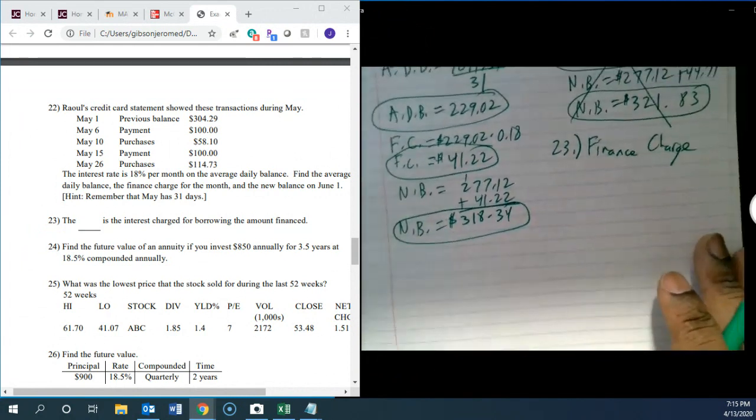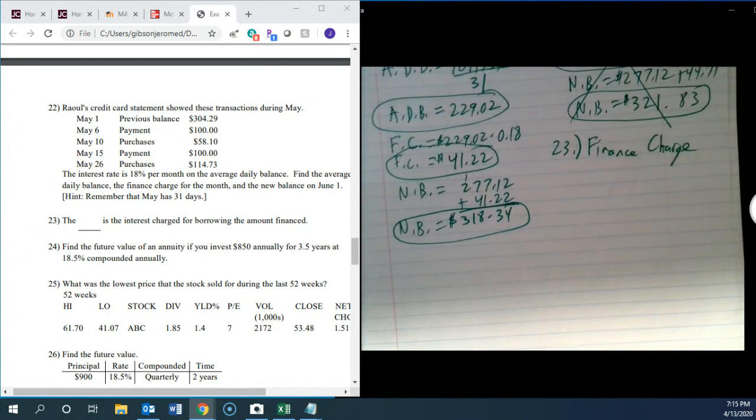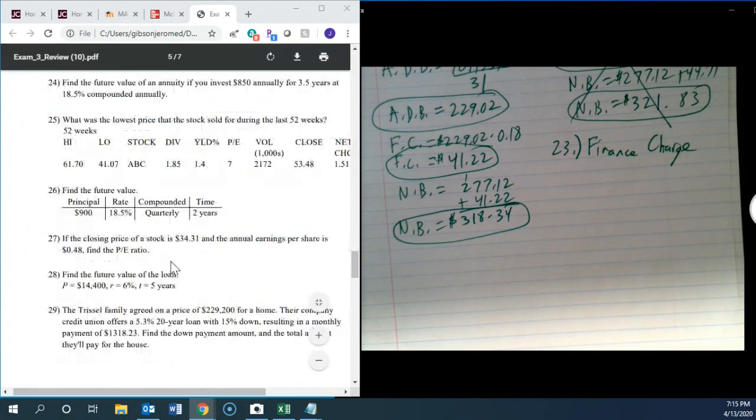So 23 is the finance charge. Okay, now 24. Now I realized this after I did the review. 24, actually we did not cover 24, so you could strike 24 off. That would not be on the exam because we did not cover that. We covered future value, but we did not cover continuously investing $850 each year. So we would just do $850 and then we would just do the interest just on the $850.